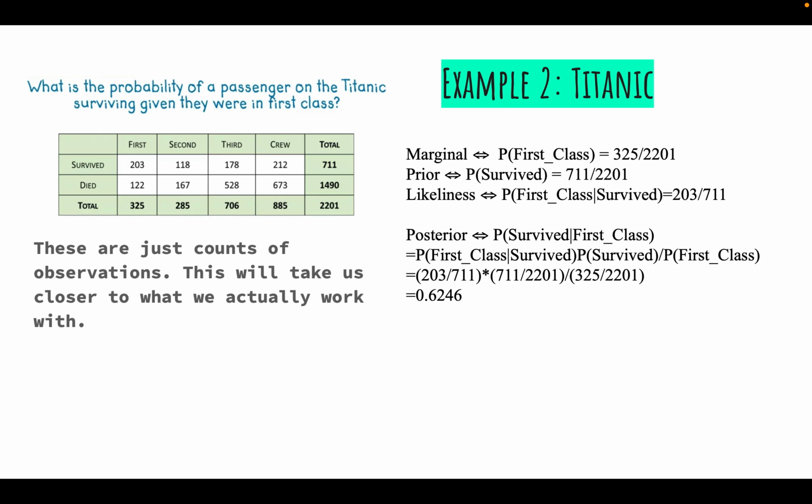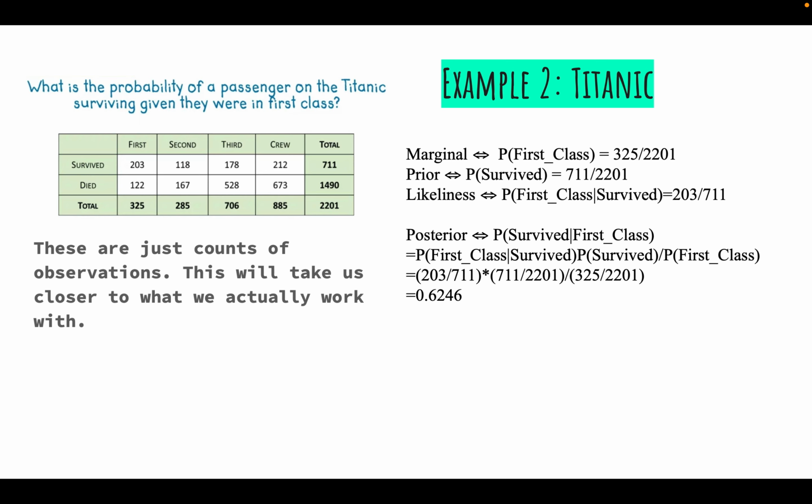So if we look at this table, we can derive information that corresponds to certain things in our Bayes theorem. Let's look at the marginal first, which is the probability of the evidence. The evidence would be they're in first class. So we'll look at the first class column, right here. The probability of someone being in first class is just the total people in first class divided by the total people on the boat, which is why we got 325 divided by 2,201.